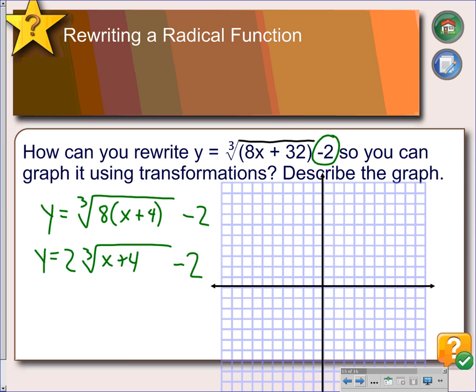So for this graph, we're going to go left 4 and down 2. That'll be our center point. And then we have a stretch of 2. So from our center point, we go right 1 up 2, left 1 down 2, and then draw the sideways curve for our cubic function. And that's it for graphing cubic functions.